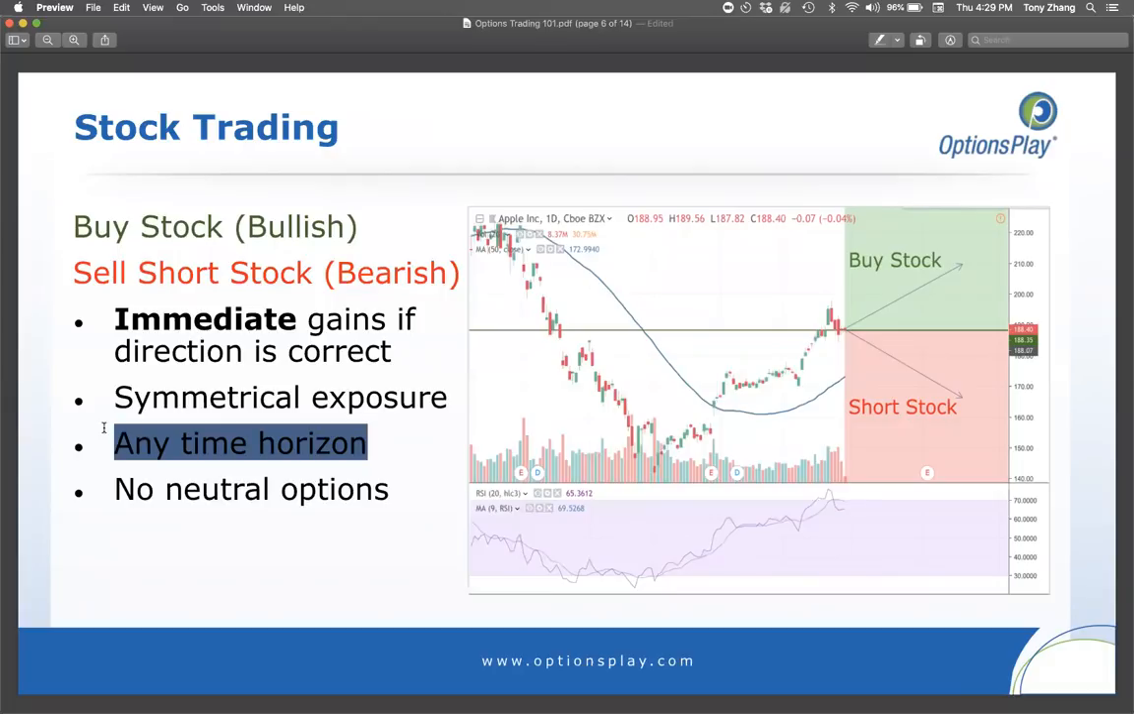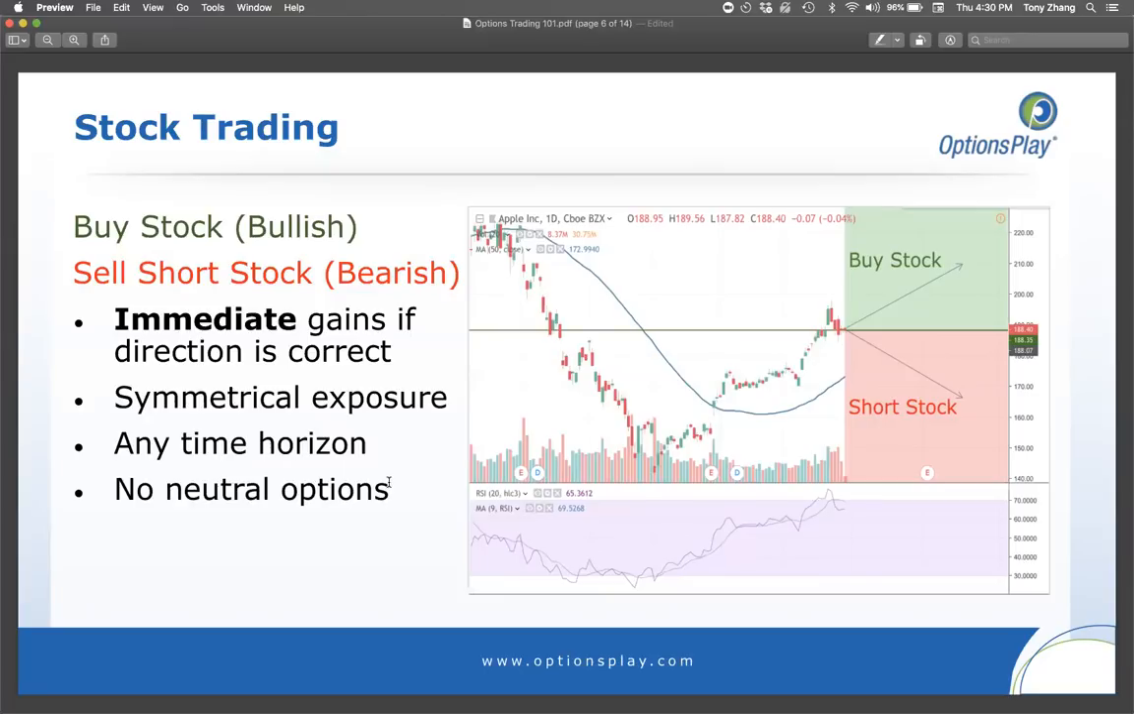And the limitation of this is that there are no neutral options. Meaning, if you have a neutral view on Apple, meaning you think it's going to mostly move sideways, you're not bullish, you're not bearish, there's really nothing you can do. The only thing you can do is move on to the next stock and try to find an opportunity on a stock that you actually think will rise or fall in value. So that's just what stock trading looks like. It's fairly simple to understand, and relatively easy to manage.